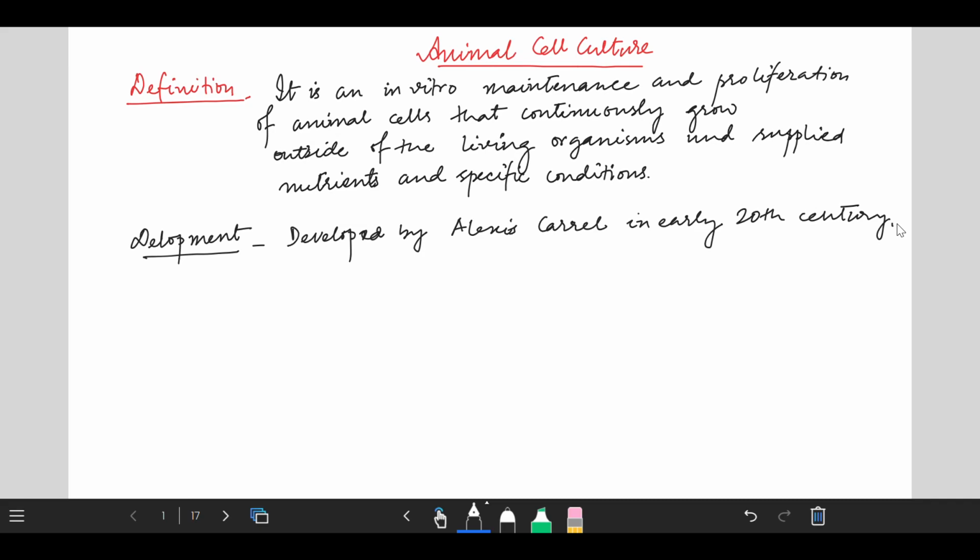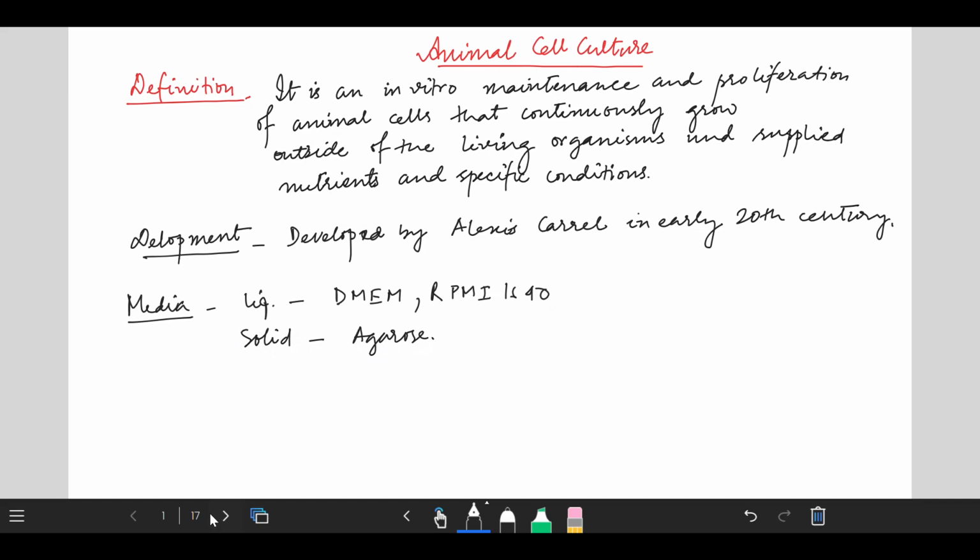Now, which type of media are used? Actually, two types of media are used. First one is liquid media and second one is solid media. Liquid media is DMEM, or Dulbecco's modified Eagle medium, and the second medium is RPMI 1640. Solid media which is used, that is popular agarose.